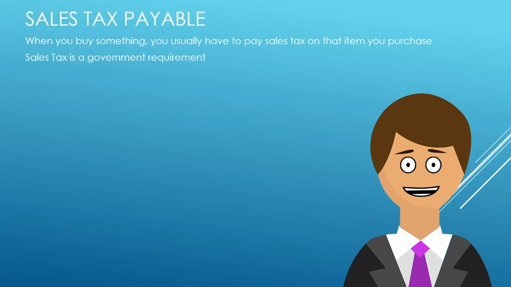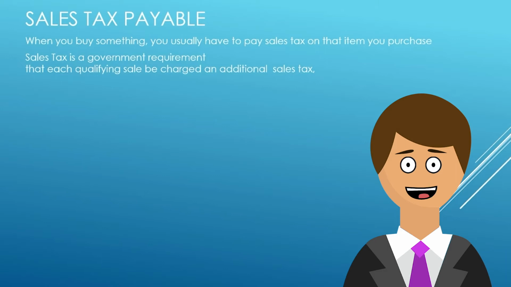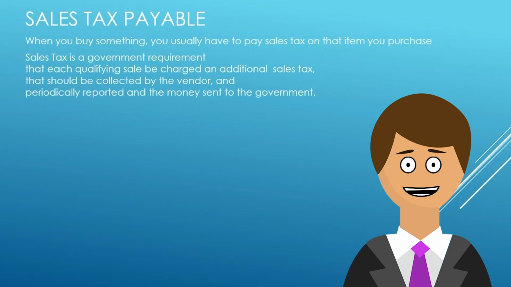Sales tax is a government requirement that each qualifying sale be charged an additional sales tax. Now, what do I mean by qualifying sale? Well, most food that's essential or a staple, like milk or bread, is not required to collect sales tax on it. But there are other items, like a car that you buy, you would have to pay sales tax on. So these sales taxes need to be collected by the vendors and then periodically reported on a sales tax return and the money sent to the government.